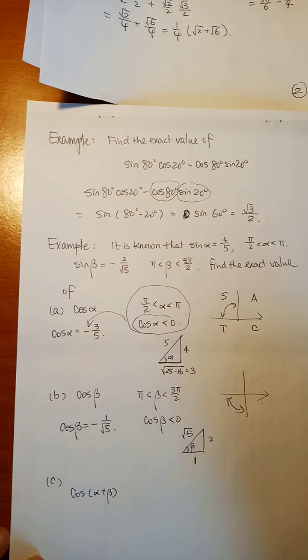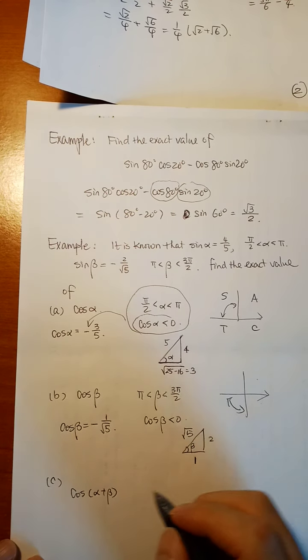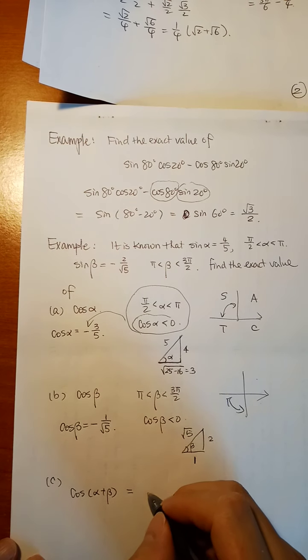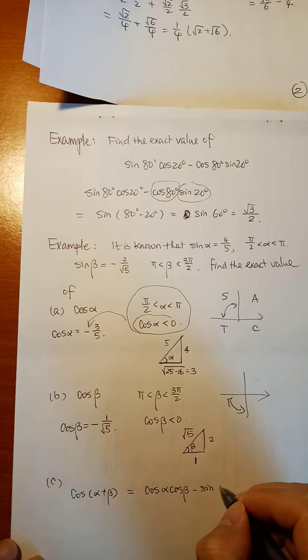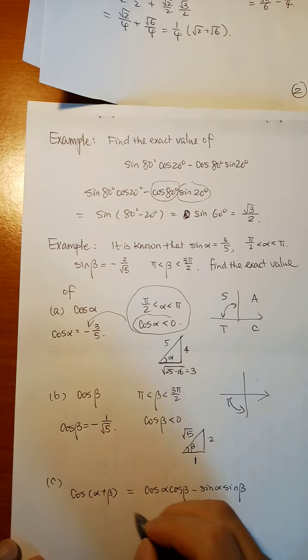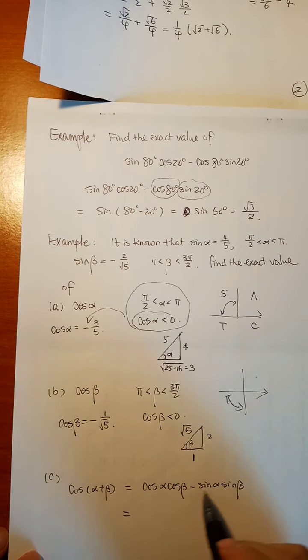And third, part C, we're going to evaluate cosine of alpha plus beta. The formula for cosine of alpha plus beta is cosine alpha cosine beta minus sine alpha sine beta. So in the sum rule of cosine, it's a difference.